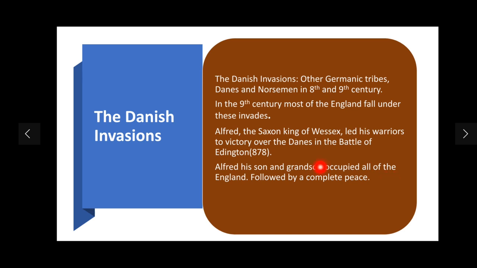So the England which was occupied by Danes and Norsemen was once again won by Alfred, who was the Saxon king of Wessex. Because we talked about that there were three different kinds of tribes: Angles, Saxons and Jutes. So Alfred belonged to the Saxons, and he was the ruler of Wessex. He attacked and drove back these Norsemen and Danes, and there was a battle, fought in 878, and it is known as Edington. Later on, his son and grandsons occupied all of England, and then there was peace in England.